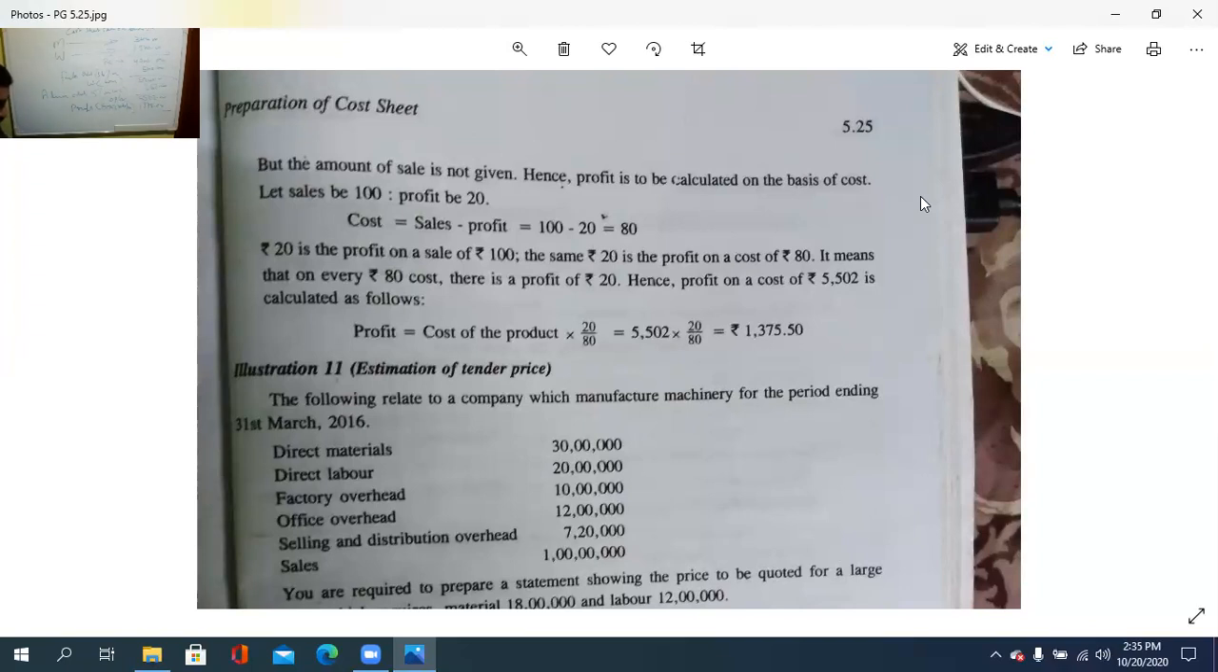So 5502 plus 1375.50 is 6877.50. So this is the sale value. So 6877.50, of which 1375.50 is the 20%. Clear? So that is the case.